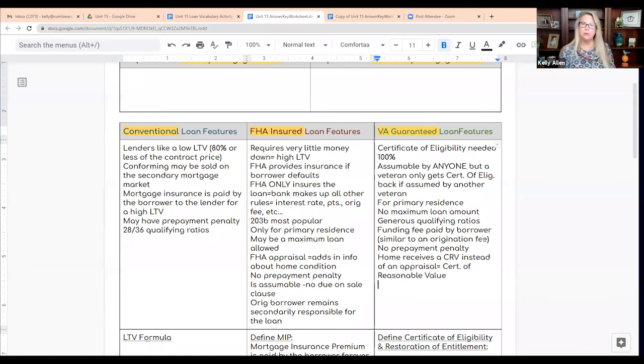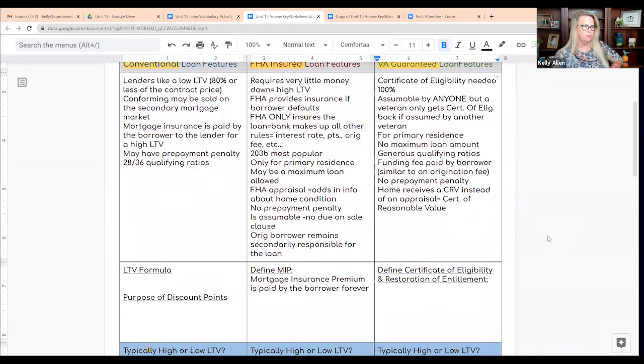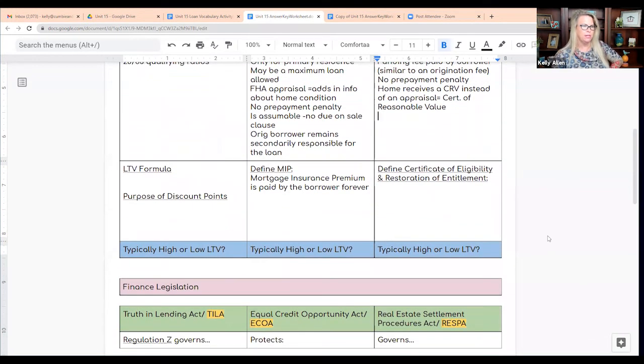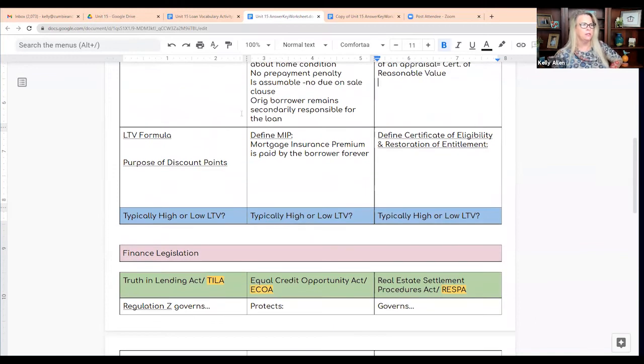Okay, very good. That's going to conclude this particular segment, I do believe, but let me double check our graphic organizer here. The next segment will go into different types of mortgage loans and some of those features. But let's go ahead and just finish up this graphic organizer answer key. All right, so let's go down here. What is the LTV formula?